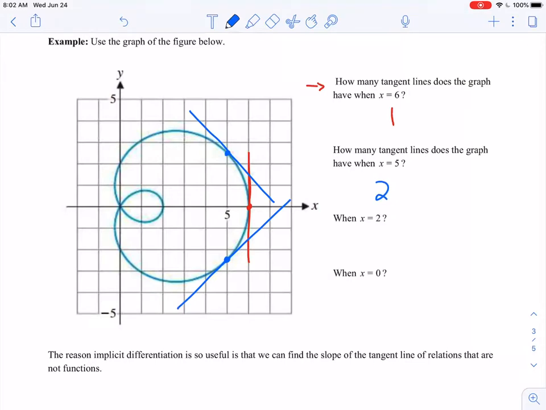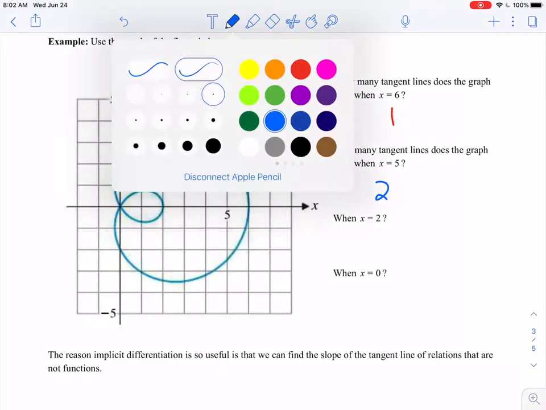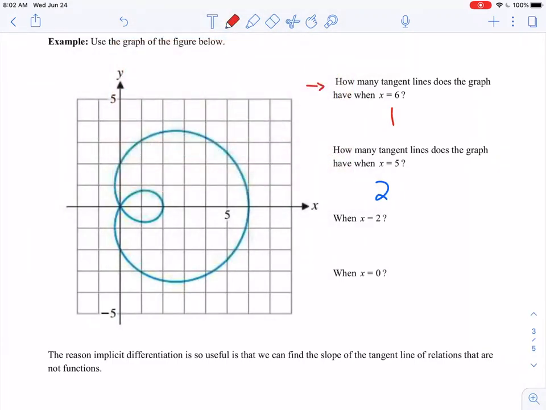When x is equal to 2, let's erase some of this just so that we don't get confused by it. When x is equal to 2, so at this x value right here, how many tangent lines do I have? Well, I have 1, 2, 3 points when x is equal to 2. So that means I'm going to have 1, 2, 3 different tangent lines. So when x equals 2, I actually have 3 different tangent lines there.